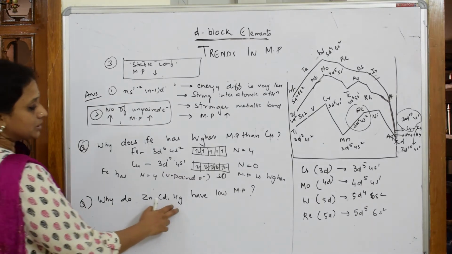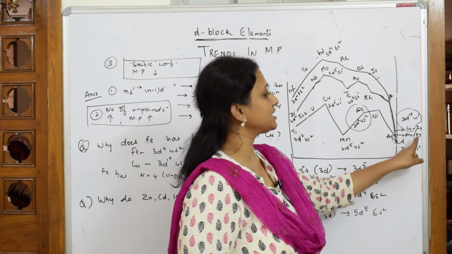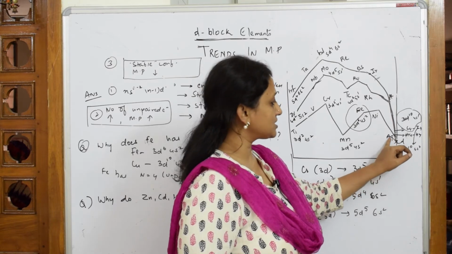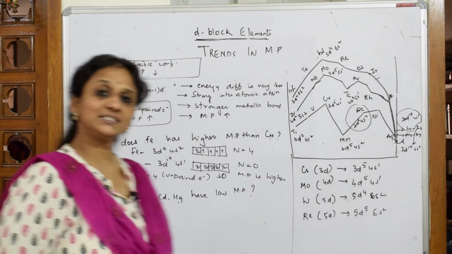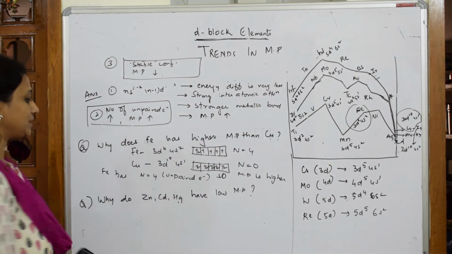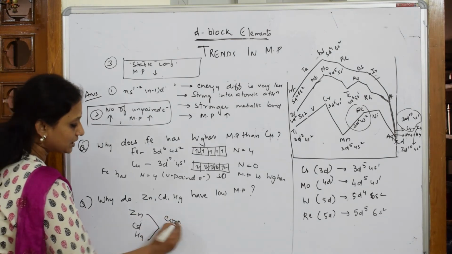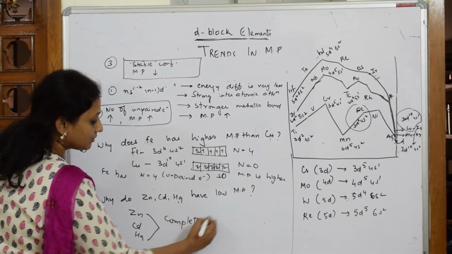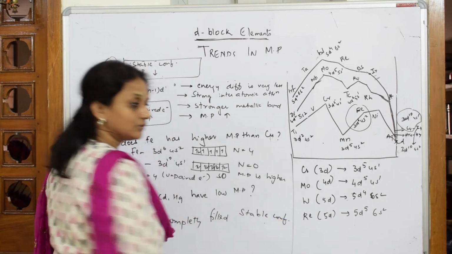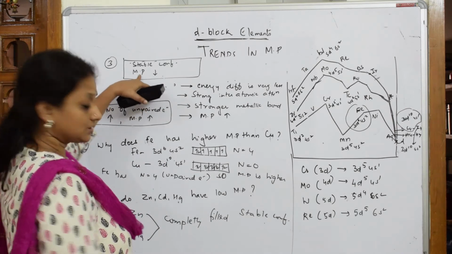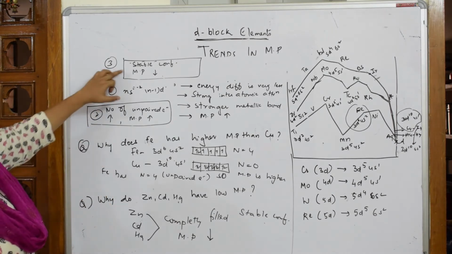Why do zinc, cadmium and mercury have low melting points? Where do zinc, cadmium and mercury lie? They lie at the extreme end, isn't it? After copper you have zinc, after silver you have cadmium, after gold you have mercury. So they are asking us why they have low melting points. Simple concept. Even without the configuration you can write: zinc, cadmium and mercury have completely filled shells, a stable configuration. When it is a stable configuration, melting point decreases. That's it. So you have to remember this and remember this.